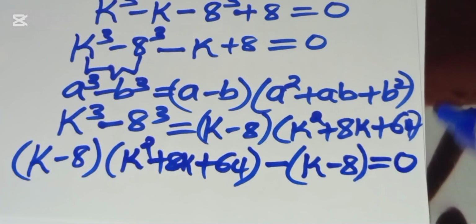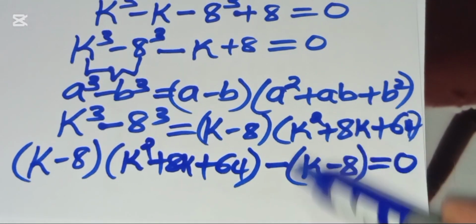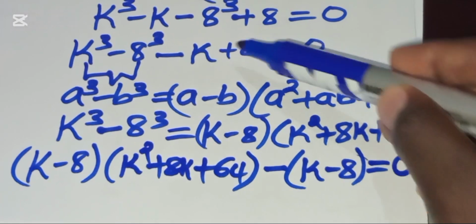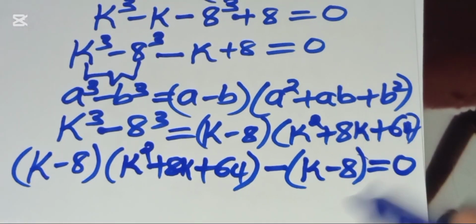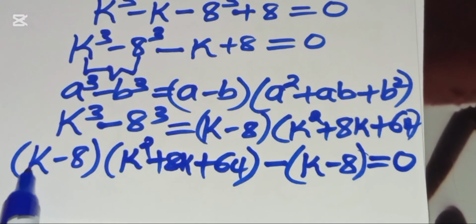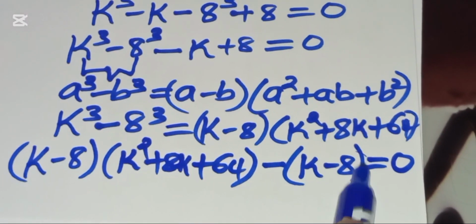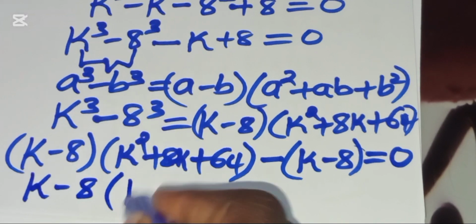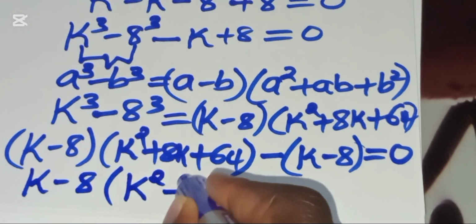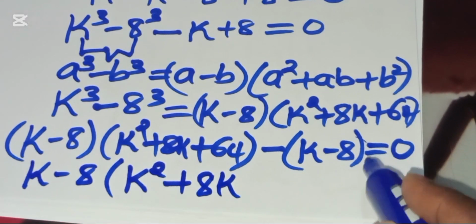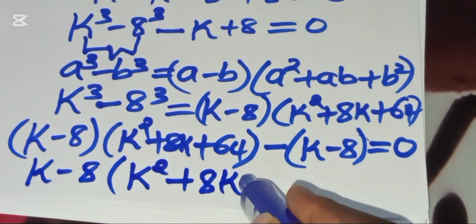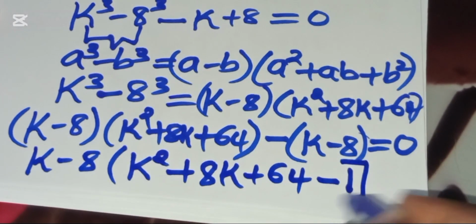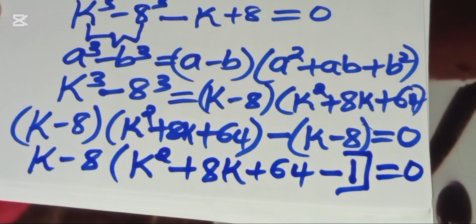Now from what we have here, this is k plus 8, but you can transform it: negative times negative gives back 8 plus 8. So this is the same thing. Now you can see that k minus 8 is common, so we factor out k minus 8, so that we're going to have k squared plus 8k plus 64, subtract 1, everything equal to 0.